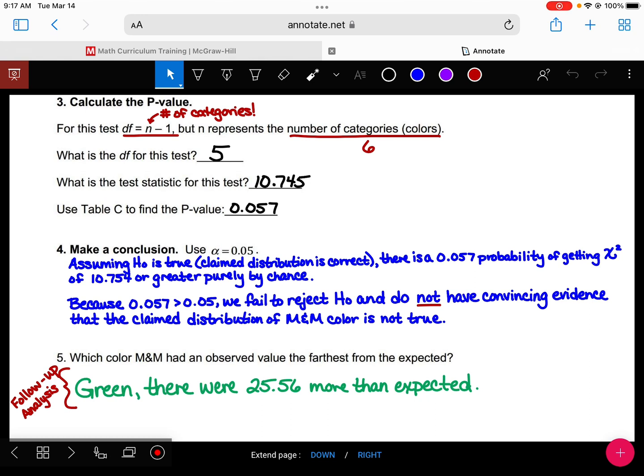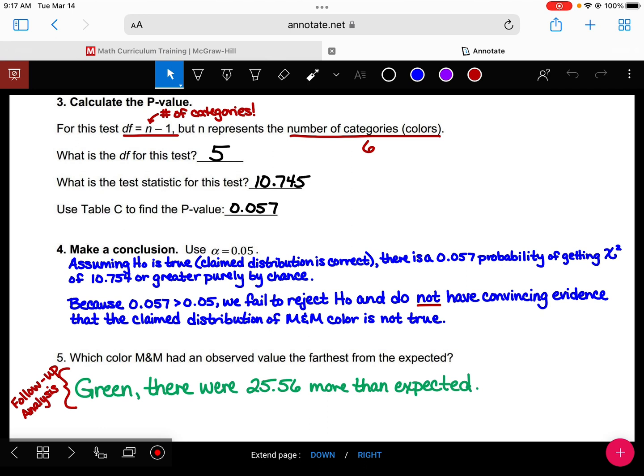Because 0.057 is greater than 0.05, we fail to reject the null, and we do not have convincing evidence that the claimed distribution of M&M color is not true. Question 5 on the front side, which color M&M had an observed value farthest from the expected? That was our green, right? There were 25.56 more than expected. All I did was subtract what we observed and what we expected. What was that difference?